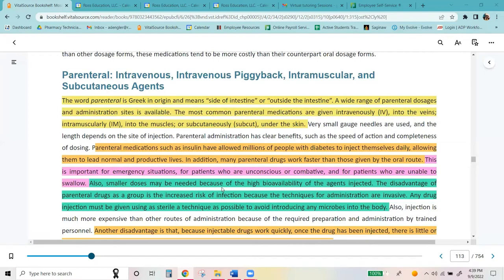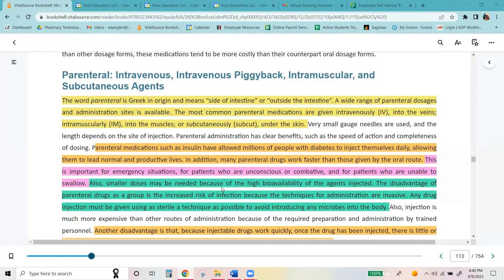Parenteral medications such as insulin have allowed millions of people with diabetes to inject themselves daily, allowing them to lead normal and productive lives. In addition, many parenteral drugs work faster than those given by the oral route. This is important for emergency situations for patients who might be unconscious, combative, or unable to swallow. Also, smaller doses may be needed because of the high bioavailability of the agents injected.